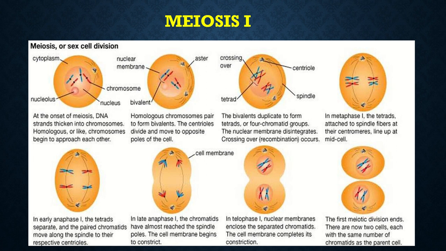Finally, in telophase, what happens? The nuclear membranes enclose the separated chromatids. That means we see reappearance of nuclear membrane. The cell membrane completes its constriction. This is how karyokinesis gets over and makes way for cytokinesis. The first meiotic division ends. There are now 2 cells, each with the same number of chromatids as the parent cell.